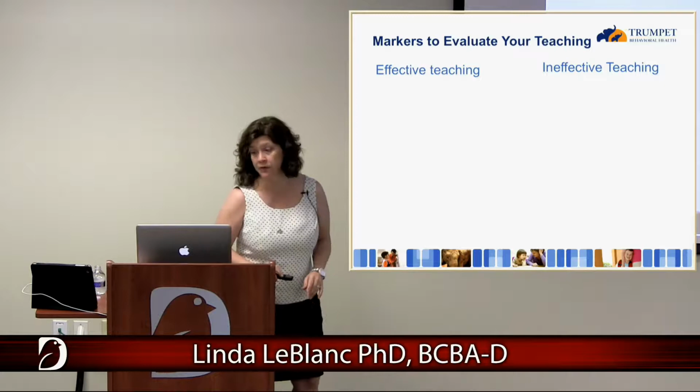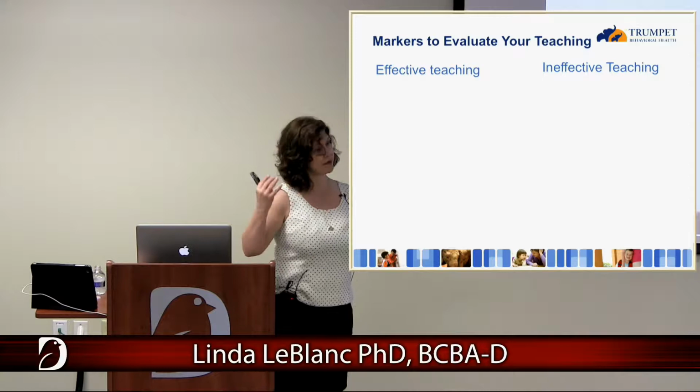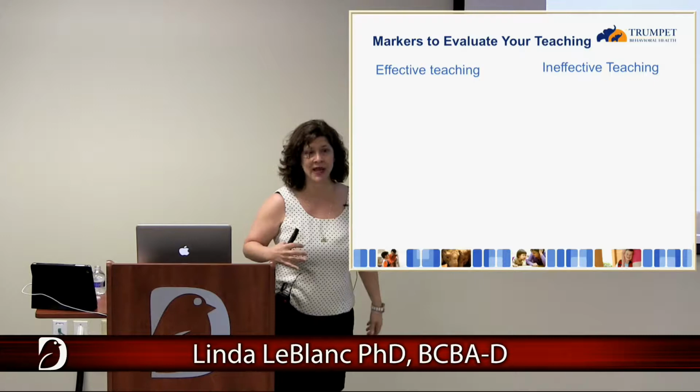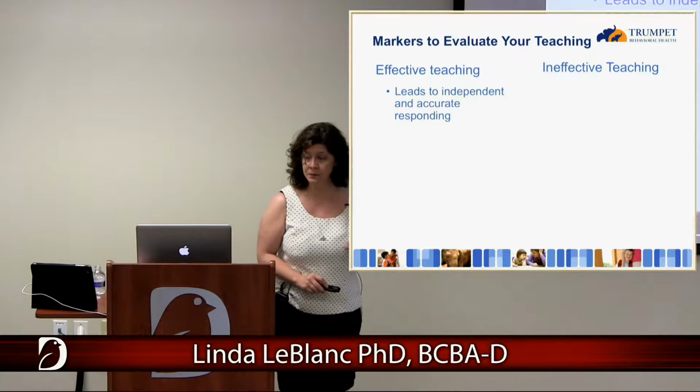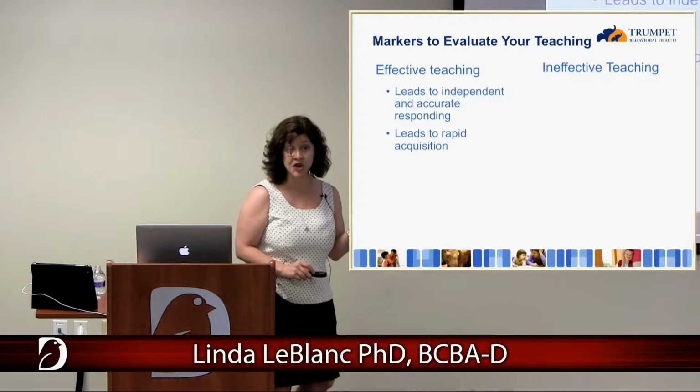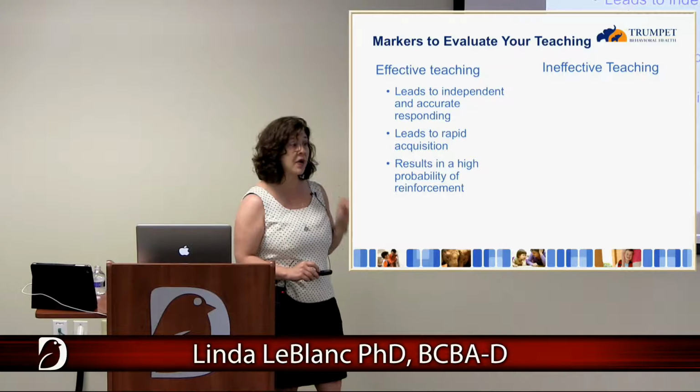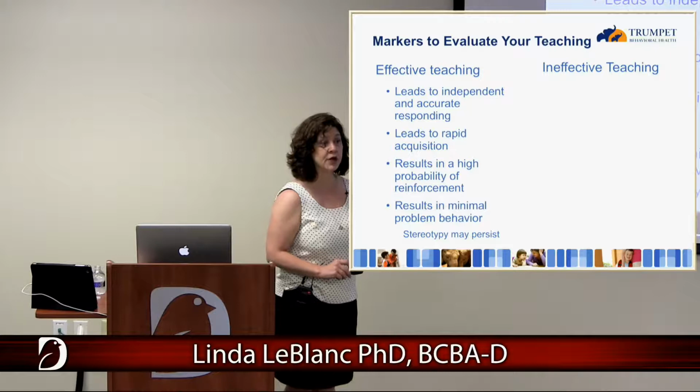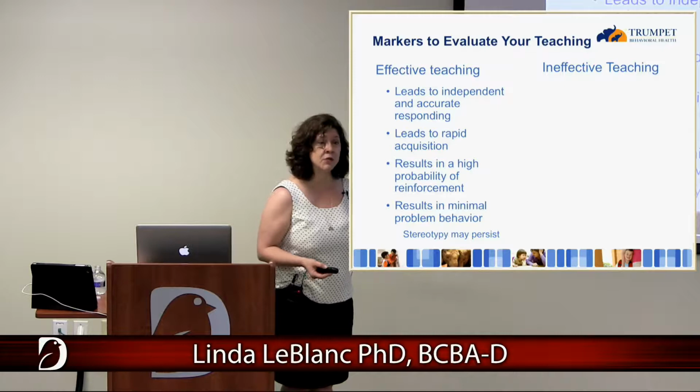So I encourage people to think about themselves as an agent of change, and the learner and their repertoires and rate of acquisition as the indicator of how well we are doing. When you think about evaluating your teaching procedures, ego aside, look at the data, and the learner and their repertoires are your data. With effective teaching, if your teaching procedures are optimal, what you should expect to see is independent and accurate responding, rapid rates of acquisition and decreasing trials to criterion across your targets, and a high probability of reinforcement, which typically translates into a very happy learner because they are having a very high rate of success. So there is usually minimal problem behavior, with the exception that sometimes stereotypy persists.